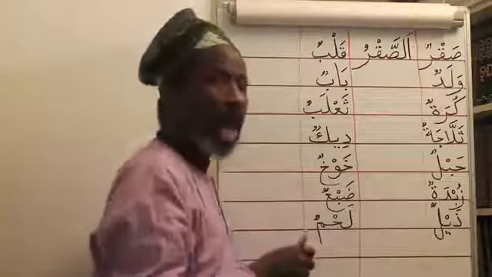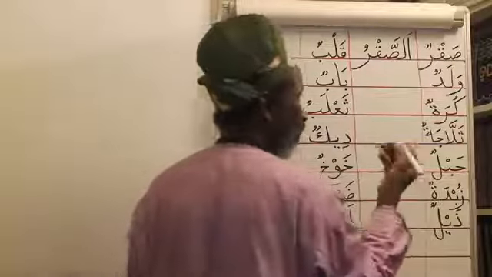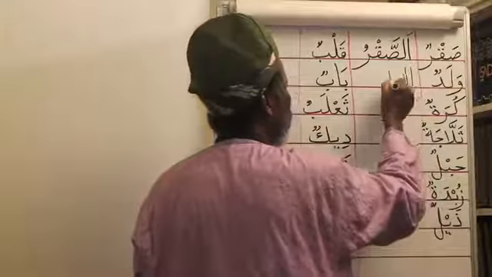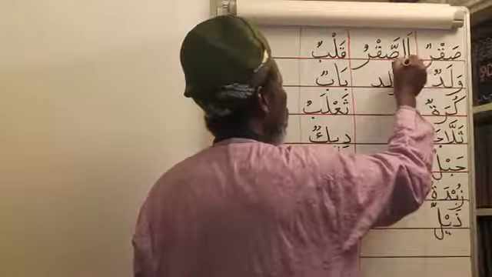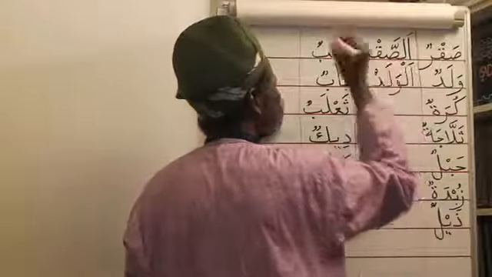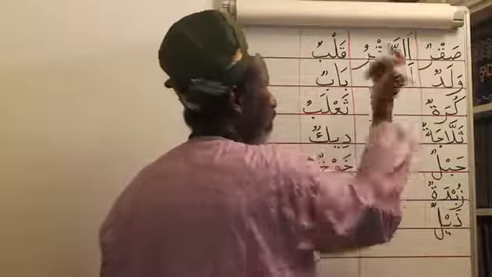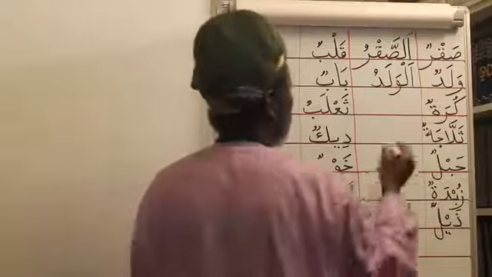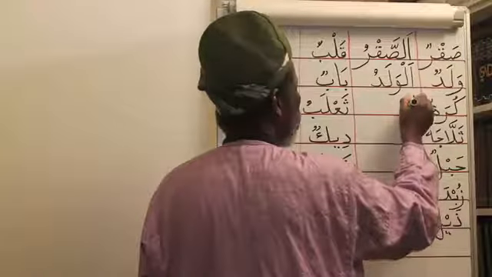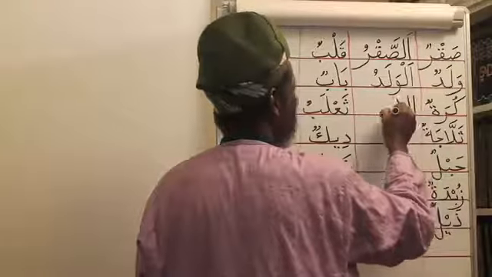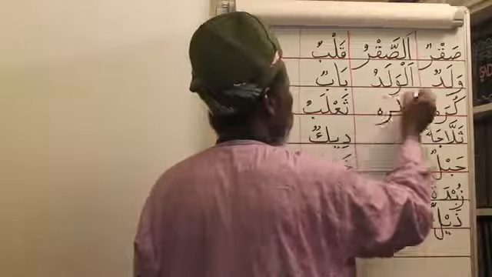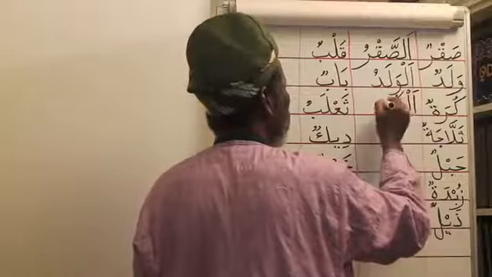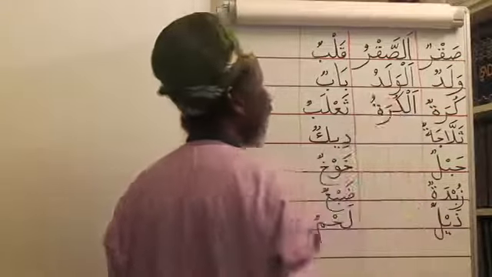Waladun. Al-Waladu. Waw is a moon letter. No shadda because it's a moon letter. Next, Kuratun. Al-Kuratu.